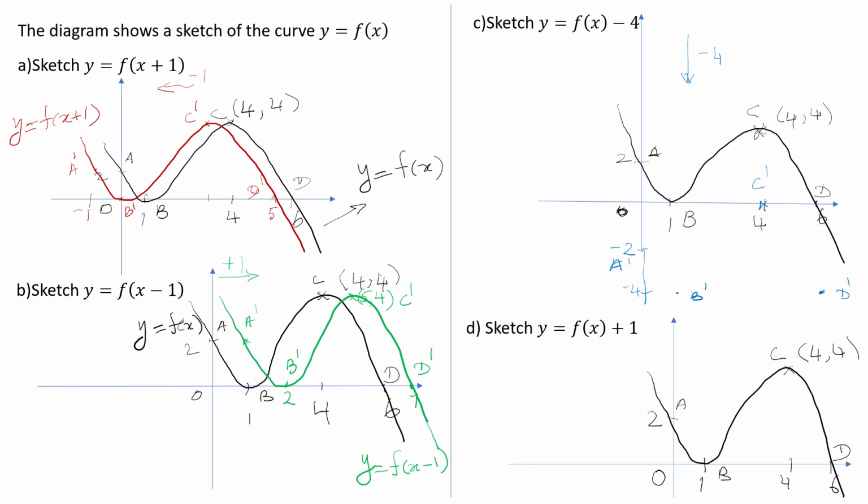Let's draw the graph. Comes like this. So this is the new graph, y equals f(x) minus 4. Black line is y equals f(x).